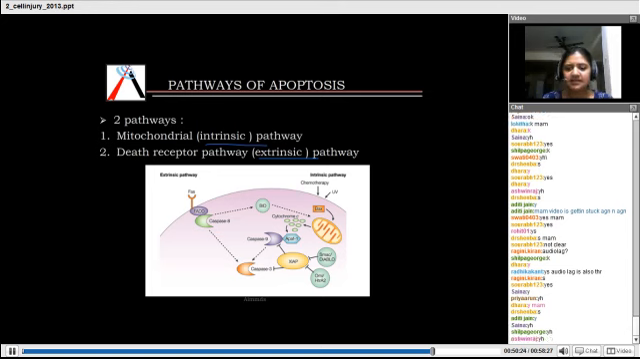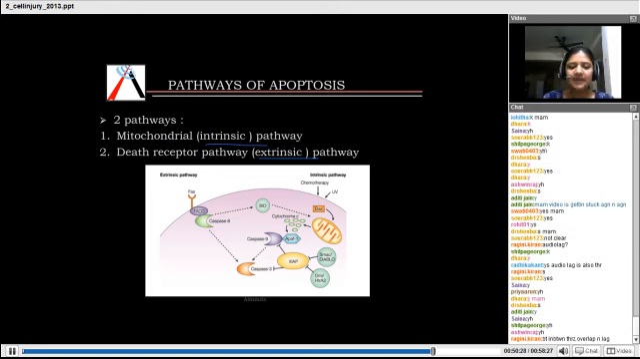You can write this down. Intrinsic mechanism and extrinsic mechanism. What is intrinsic mechanism? From the word itself, it happens inside the mitochondria.